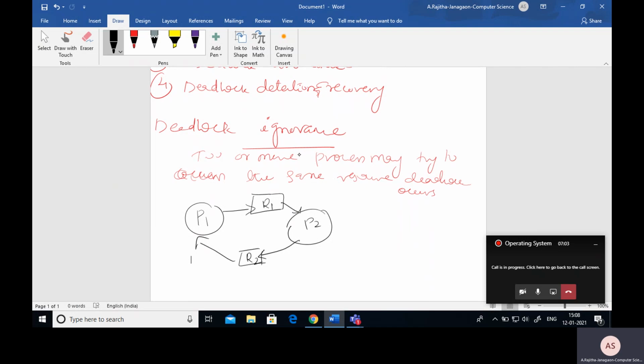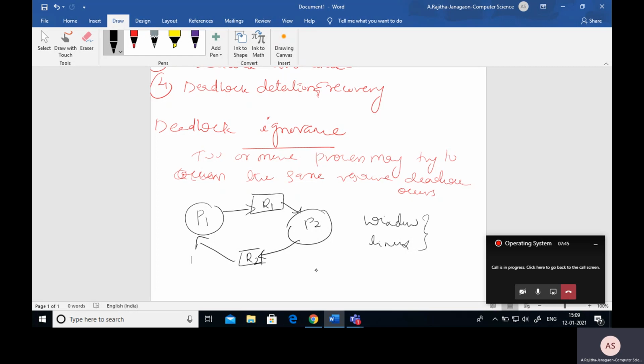Some operating systems contain code such that whenever a deadlock occurs, it is ignored. Coming to the Windows and Linux operating systems, these handle it by ignoring the deadlock. In these operating systems, deadlock occurs rarely. Whenever the deadlock occurs, the operating system hangs.